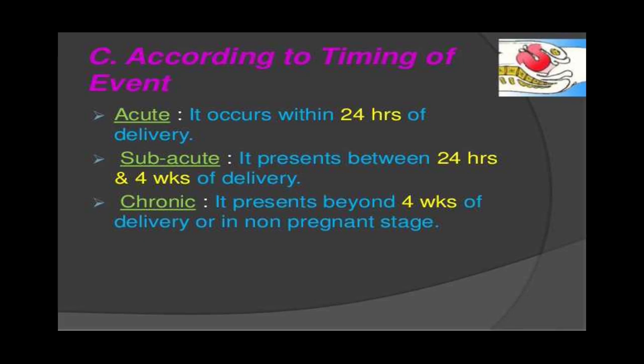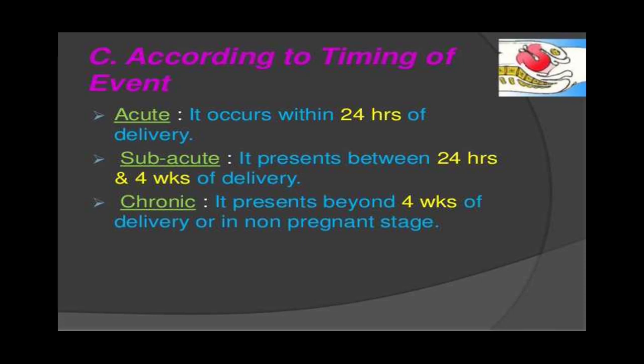In acute cases, within 24 hours of the delivery there may be chances of getting inversion of the uterus. Subacute means it presents between 24 hours and 4 weeks of the delivery. So between 24 hours and 4 weeks after delivery, there may be chances of getting inversion of uterus, that is called subacute. And the third one is chronic.